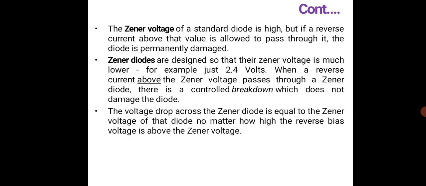When a reverse current above this Zener voltage passes through this diode, there is a controlled breakdown which does not damage the diode. The voltage drop across the Zener diode is equal to the Zener voltage of that diode, no matter how high the reverse bias voltage is above the Zener voltage.